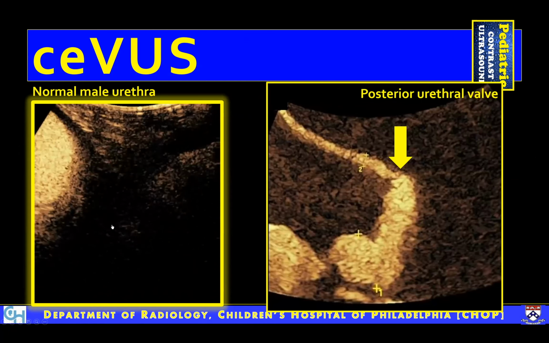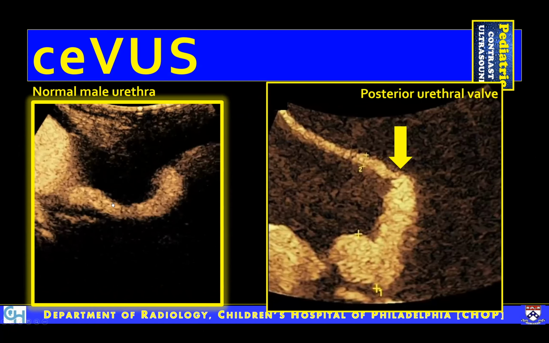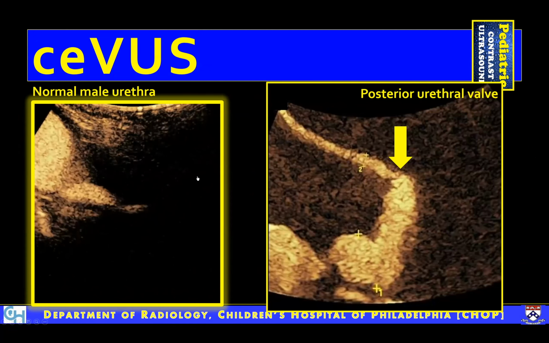We evaluate also the urethra. And this is a normal urethra of a male that is just peeing.